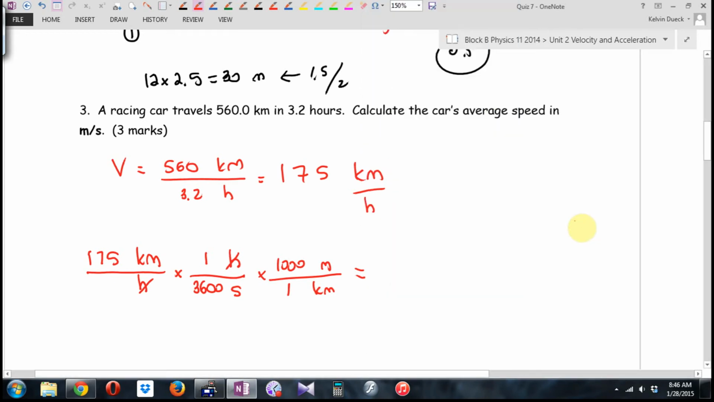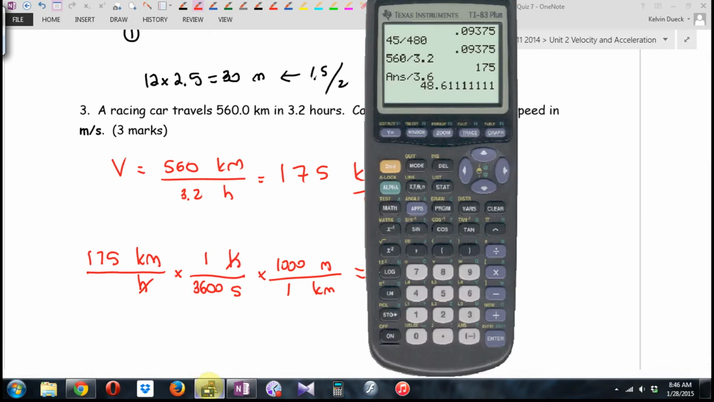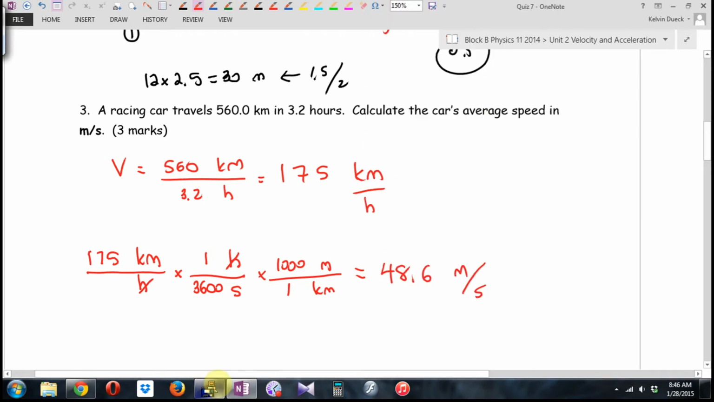48.6 meters per second. Which is far more than speed legal. About 90 miles an hour if you're trying to get there. 48.6? Yeah. How many sig figs? Technically 2, so technically 49 meters per second.